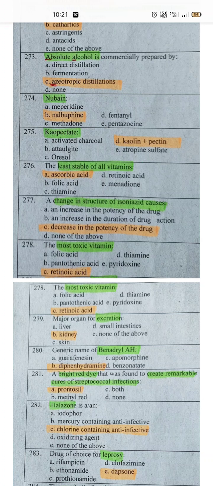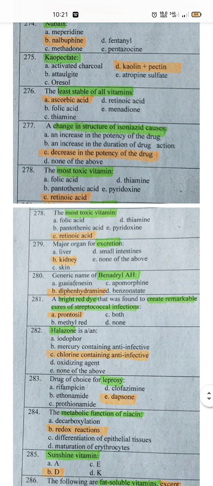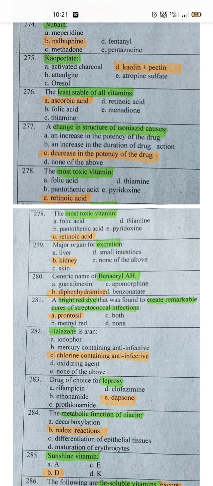277. A change in structure of isoniazid causes decrease in the potency of the drug. So, a change in structure of isoniazid causes decreased potency of the drug, which will result to less effectivity of the drug.